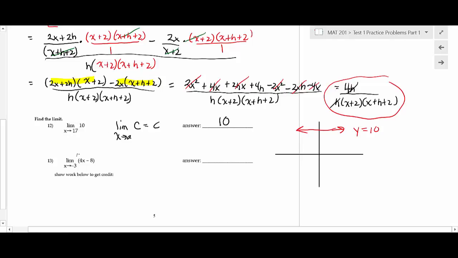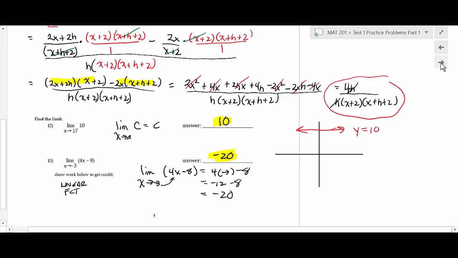Okay, the next thing that we're doing is a linear function. So all you got to do is plug in. We know that a line is always continuous. So all that you have to do if you're doing the limit as x approaches some linear function is just do arithmetic. So you're just going to plug in the -3. You're going to have 4 times -3 minus 8. So that's -12 minus 8, which is equal to -20. So that would be the result of that problem then. Okay. So those are simple limit exercises that we've learned how to do.